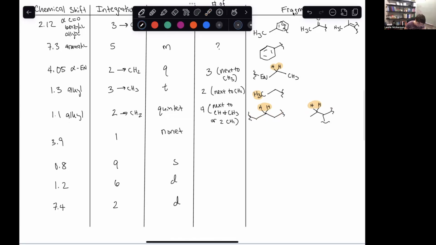3.9, an integration of 1. So 3.9 is again kind of in that alpha to electronegative atom area. Okay, and an integration of 1 makes me just think CH. Okay, so you can just start off thinking like, okay, I'm going to start drawing a CH and then add on to that. If it helps too, you can do exactly that and just be thinking about the fact that with the integration part, I can't be putting more H's on that carbon. I probably have something electronegative on that carbon.